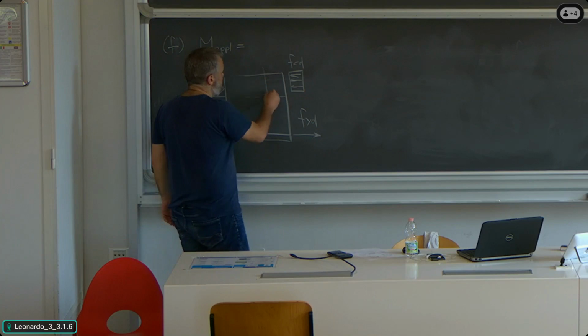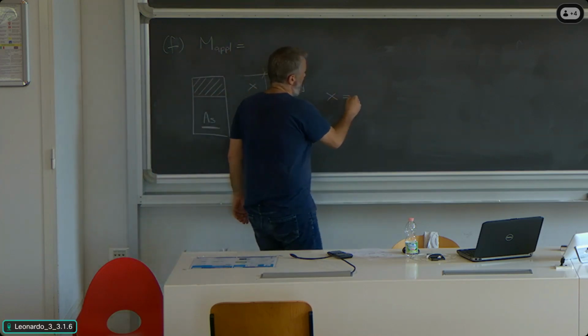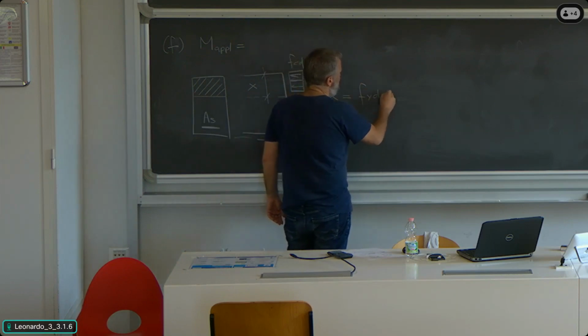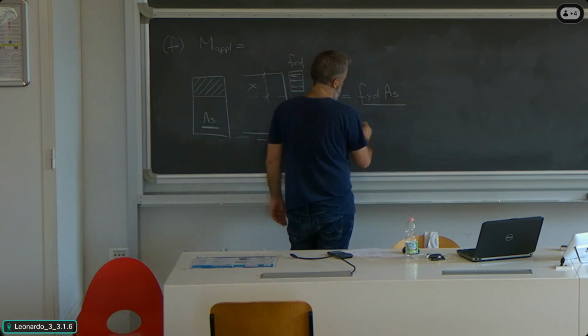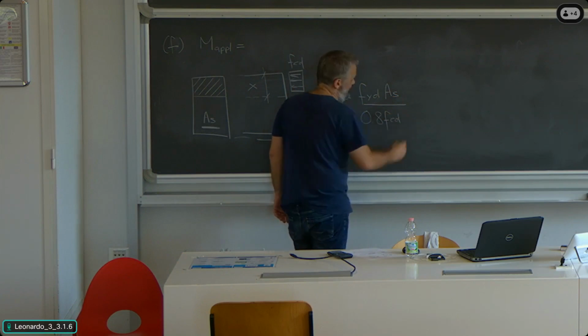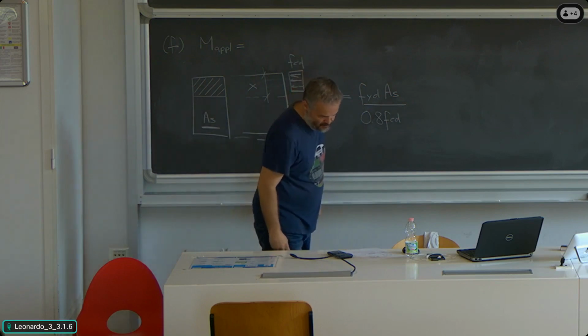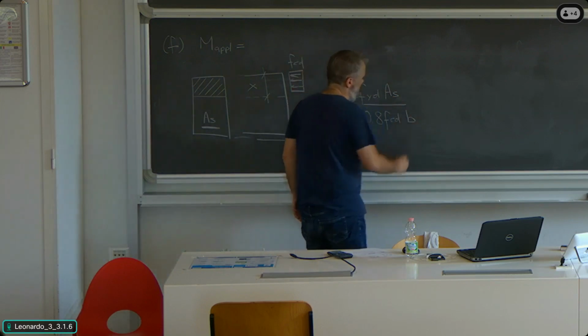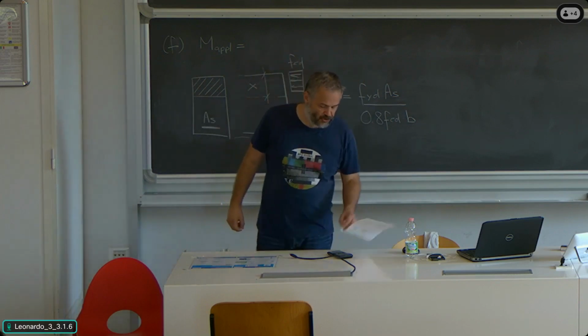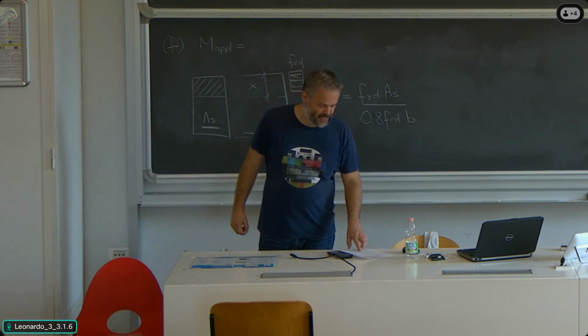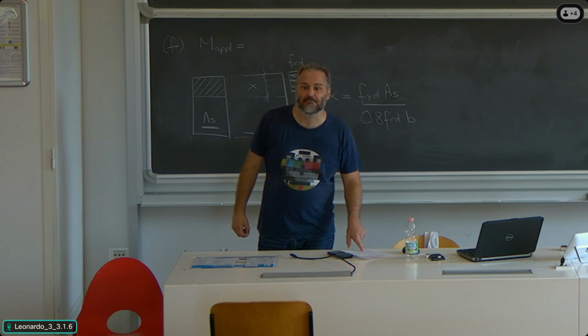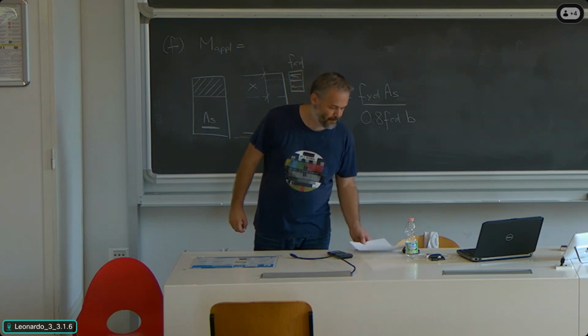Now the neutral axis depth, which is this, x, is given by the following expression: fyd times As divided by 0.8 fcd times b, like this. I should mention that in the written assignment which I sent out, there was a typo in point F. Moment of span should not be AB but BC. Okay?